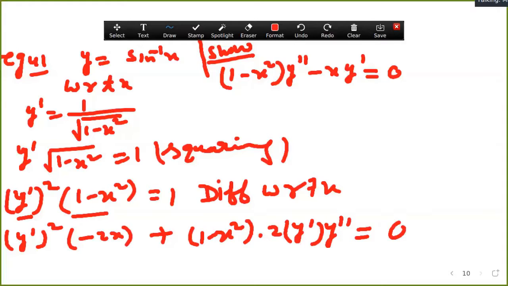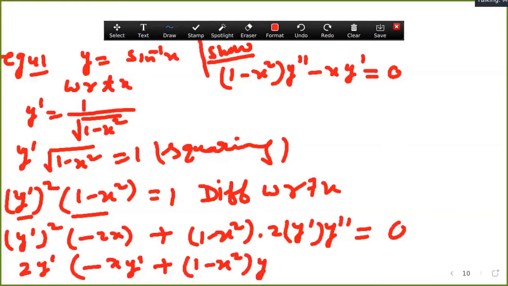Now simplify it. When you take y dash common from here, and 2 as 2 into y dash, what will you get? Minus x y dash, and from here you will get plus 1 minus x square into the second derivative, equal to 0. Now y dash is not equal to 0. The product of these two functions is given to you. So the second bracket will be equal to 0.